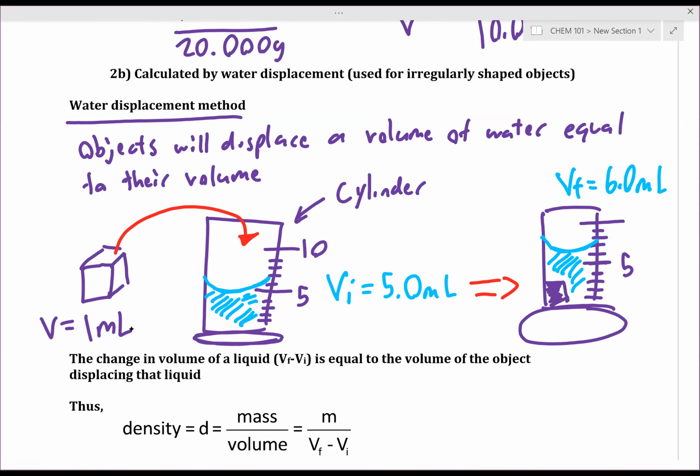Now, there are a few limitations to this. One, the object can't dissolve in water. You can't do this water displacement method with a sugar cube because the sugar cube will dissolve. It only works for insoluble materials, mainly metals.